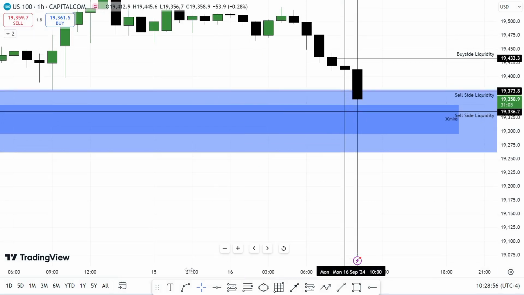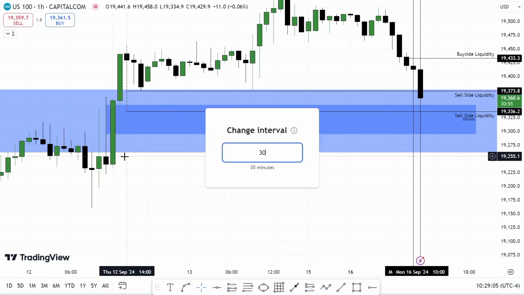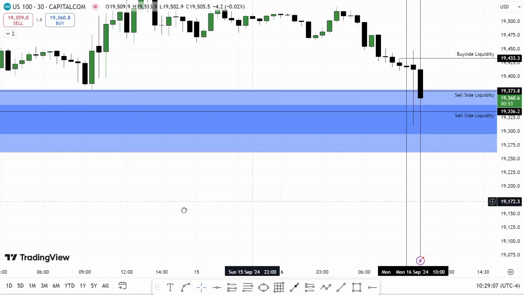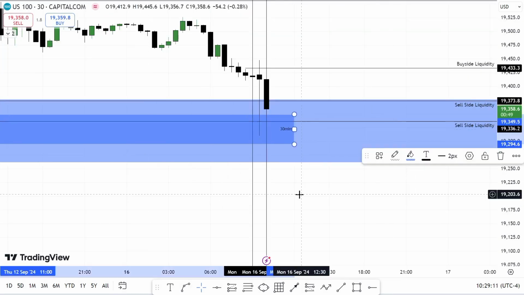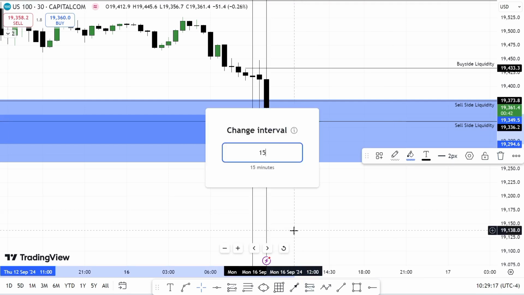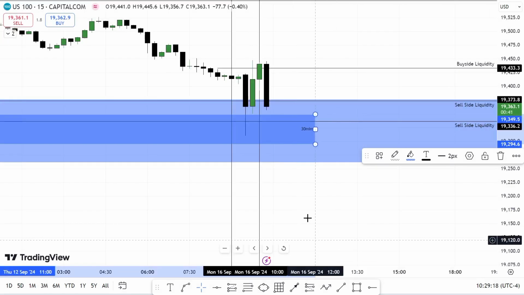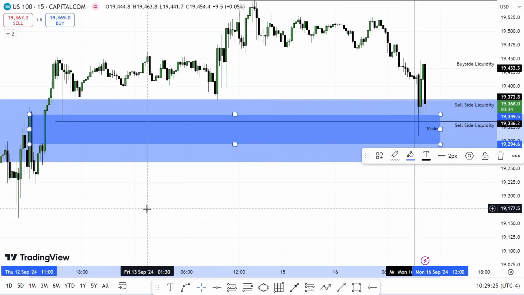we had sell side liquidity here, sell side liquidity. There is no fair value gap here. So in the 30-minute time frame, that's where we had a bullish fair value gap, just here. From there I can go to the 1 minute time frame, but first let me go to the 15-minute time frame so you can see sell side liquidity here, right?